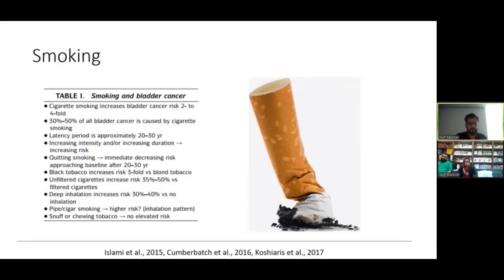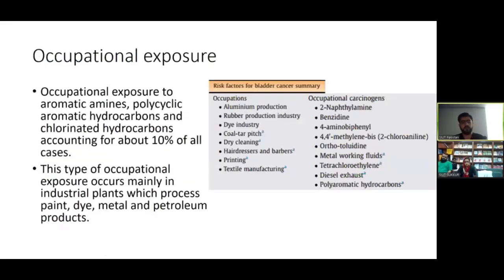After smoking, we'll talk about occupational exposure and how it causes bladder cancers. Those industries in which the workers are exposed to aromatic amines, polycyclic aromatic hydrocarbons, and chlorinated hydrocarbons are much more likely to develop it. Of all bladder cancers, 10% of cases are attributed to these chemicals. So where are we going to find these chemicals?